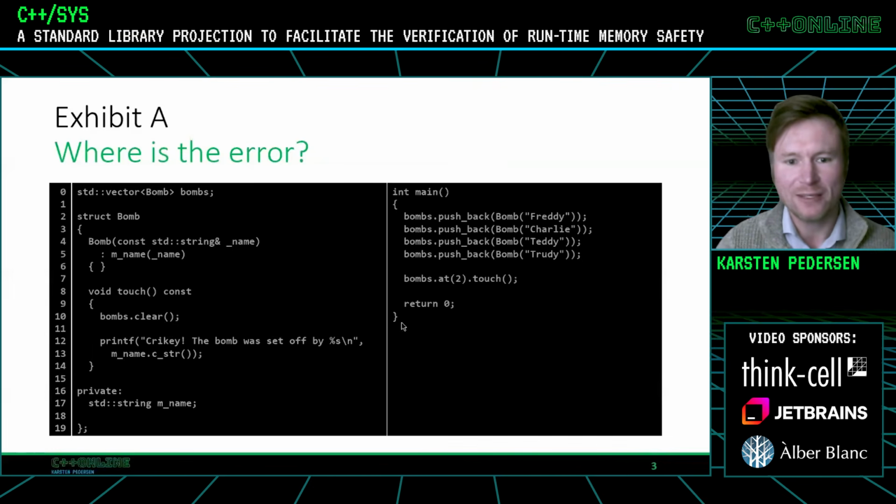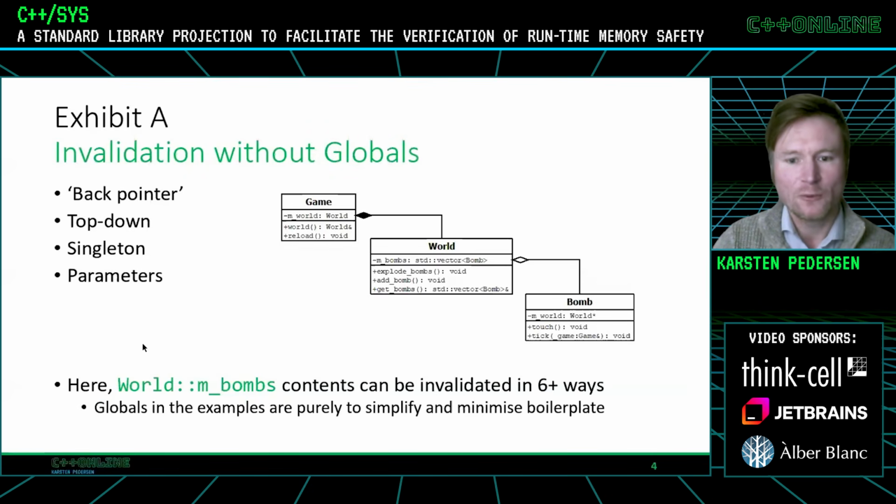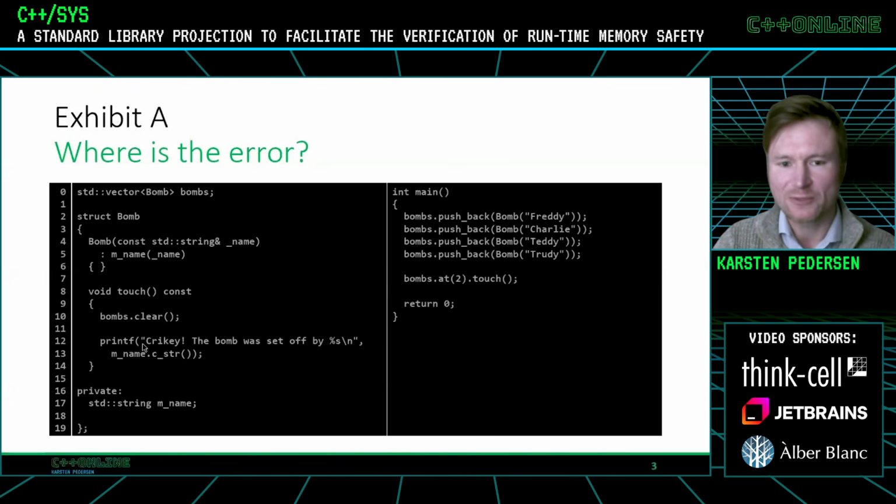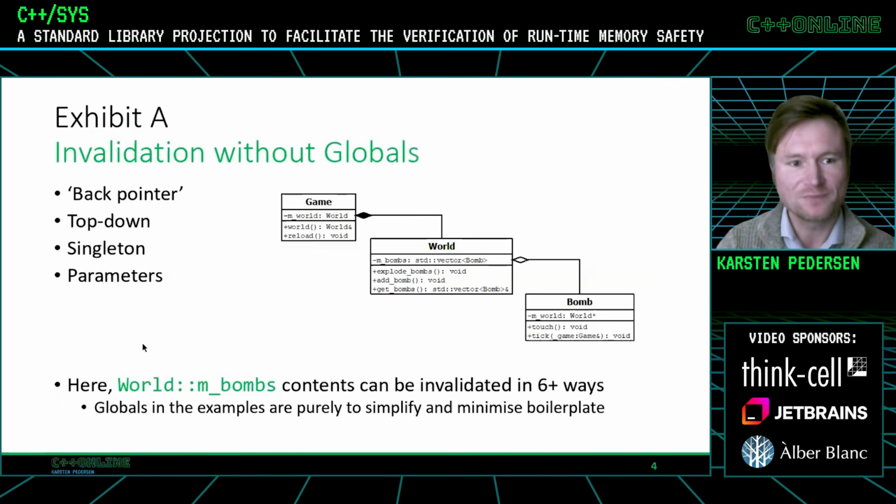As we can see here, we're clearing the array, which means that the current one that we are calling touch on, so the implicit this variable, is now dangling. On line 13 is where we're really hitting it, and this M name is no longer valid. I'll explain how C++ sys resolves this shortly.